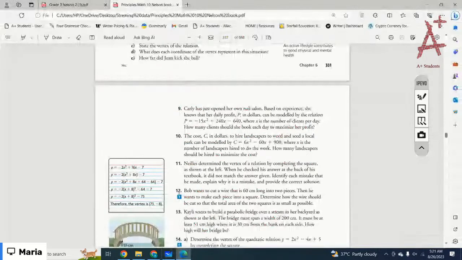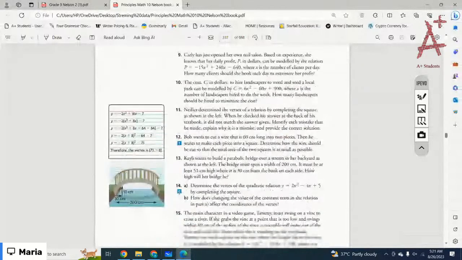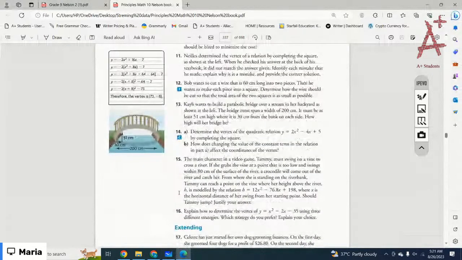Okay. The next one is question number 13. Kaylee wants to build a parabolic bridge over a stream in her backyard as shown on the left. The bridge must span a width of 200 centimeters. It must be at least 51 centimeters high where it's 30 centimeters from the bank on each side. How high will her bridge be?